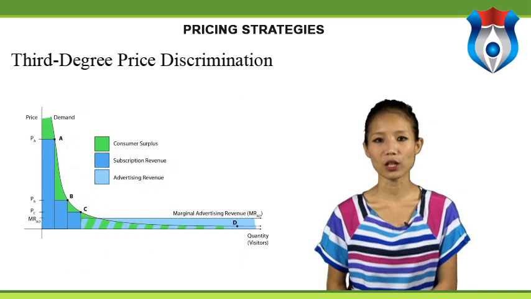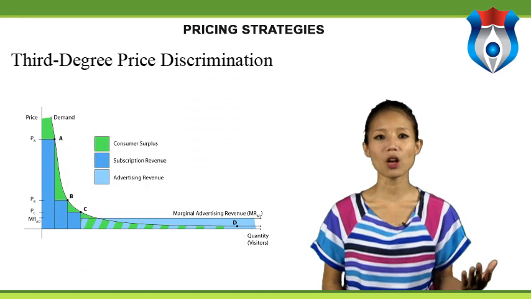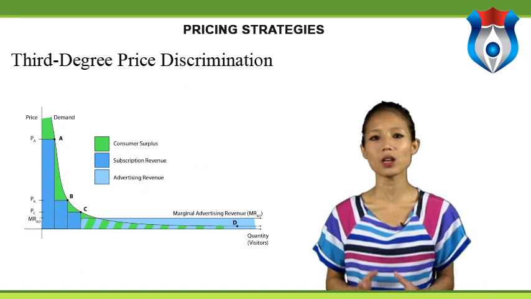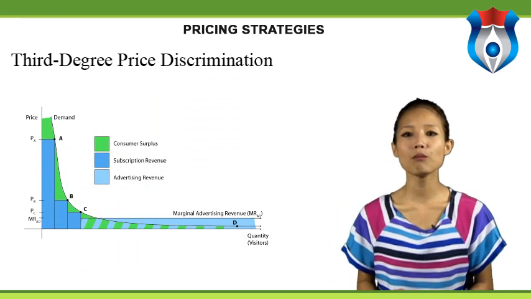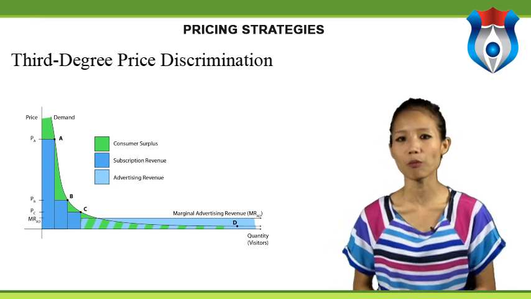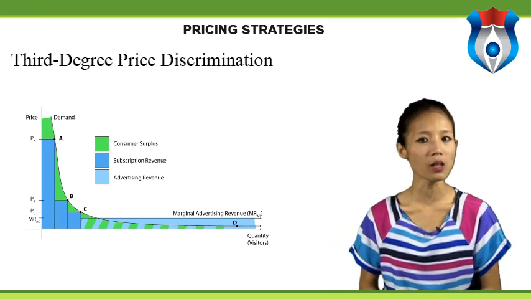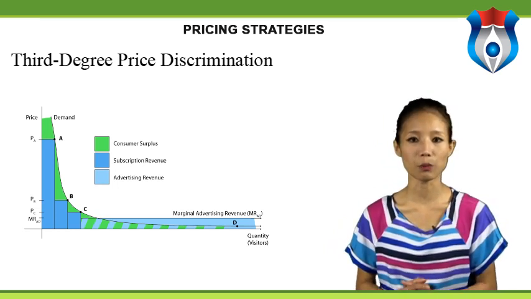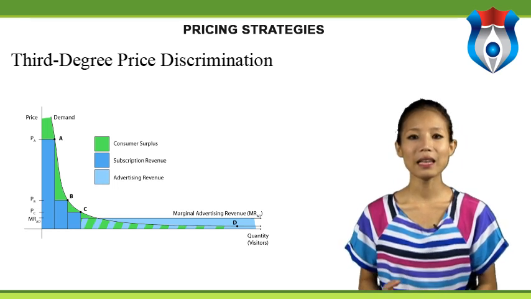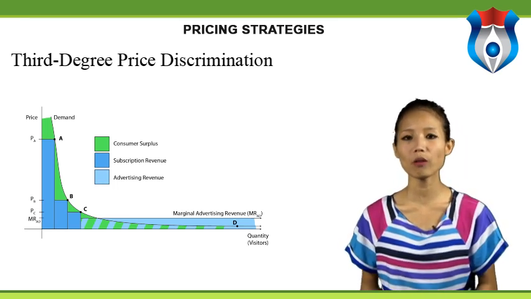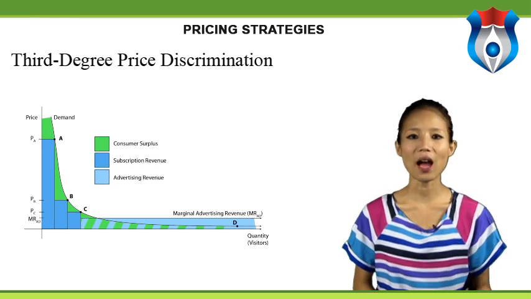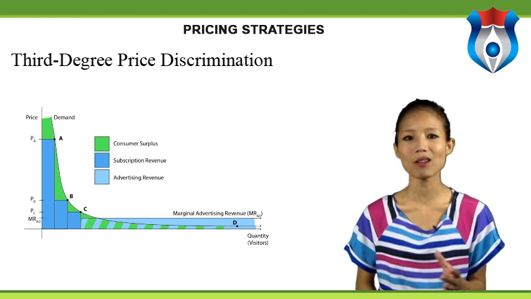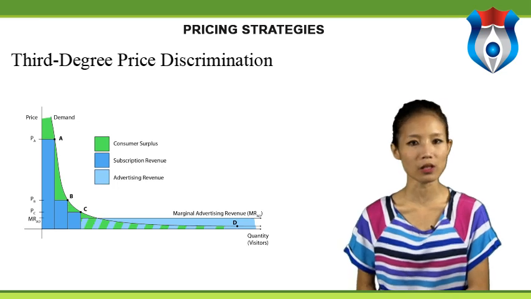Third-degree price discrimination. This refers to the charging of different prices for the same product in different markets until the marginal revenue of the last unit of product sold in each market equals the marginal cost of producing the product. Electric power companies generally practice third-degree price discrimination. They charge higher rates to commercial than to residential users of electricity.